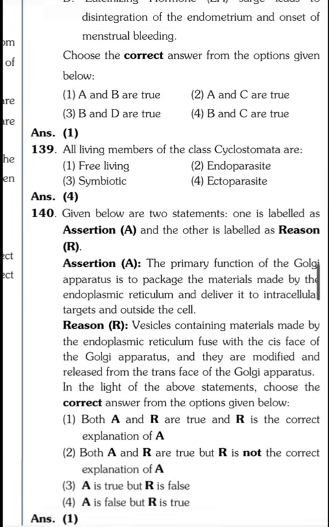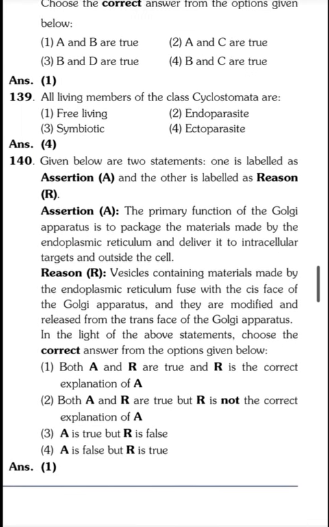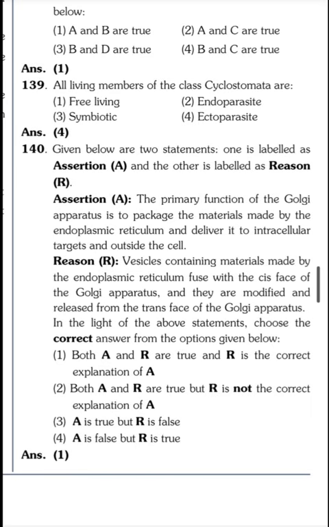Next, 140th is assertion reasoning. The primary function of the Golgi apparatus is to package the materials made by the endoplasmic reticulum and deliver it to intracellular targets and outside the cell. See, this statement is correct. That is the reason we call Golgi apparatus as packaging unit of the cell.